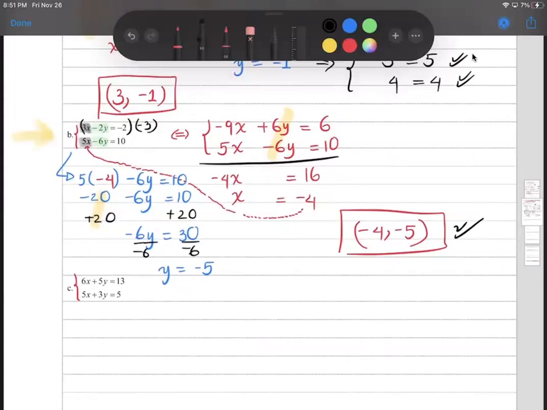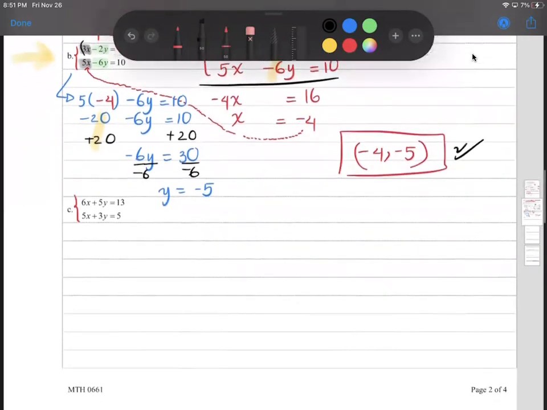I need to make these what? Opposites, right? So the LCD here is 15. So on the top, I need 15x. On the bottom, I need negative 15x, or vice versa, doesn't matter. So on the top, if you want 15x, then you have to multiply the top equation by 5, and you have to multiply the bottom equation by negative 3. So it's more work compared to just eliminating y. I only had to do one.